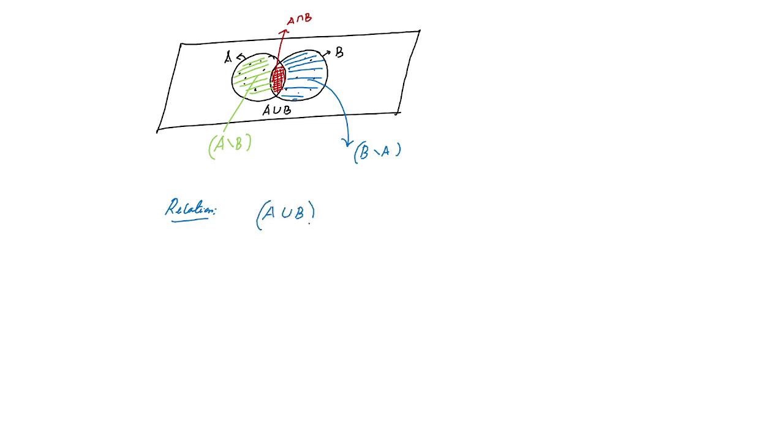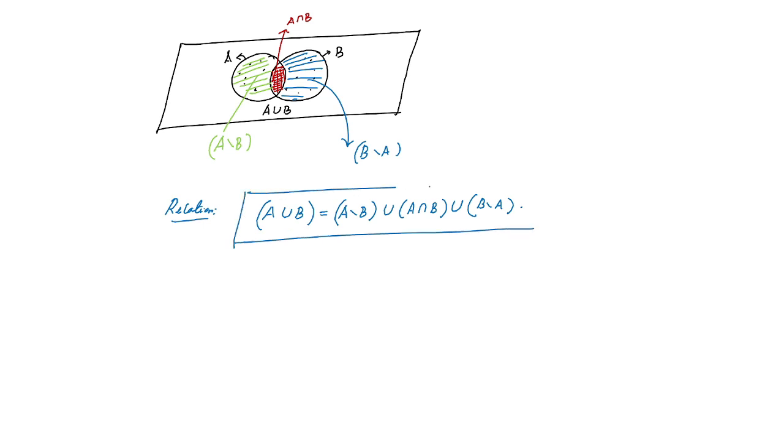A union B: this is the first, the green portion, that means A minus B, union. Then the intersection part, the red part, that means A intersection B, and union, the blue part, that means B minus A. So this relation is very, very important. This is one of the important relations, and it relates union, intersection and the difference. So with the Venn diagram, we can easily find out this relation, or we can establish the relation in an easier way. Now we come to the fourth concept, operation.